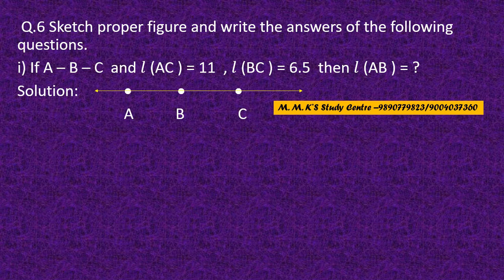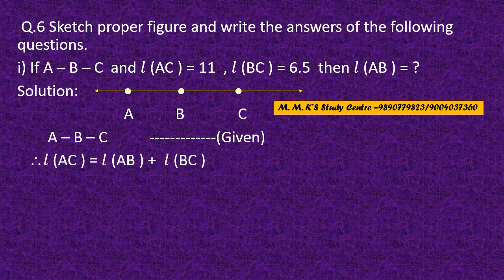Now according to this figure, how will we find out? AC is nothing but AB plus BC. See, children, AC is nothing but AB plus BC. So here betweenness A-B-C is directly given to us in the question, so we'll take that and write the reason: given. Now according to this betweenness, we'll write length AC is equal to length AB plus length BC. Okay, see the figure, children. AC, how will you get? By adding AB and BC.